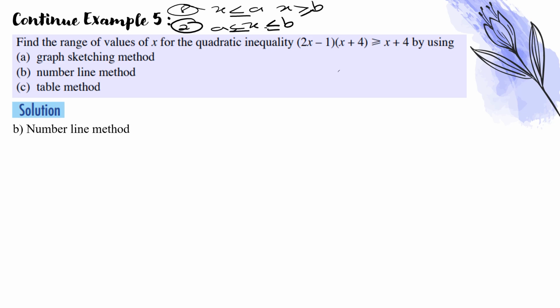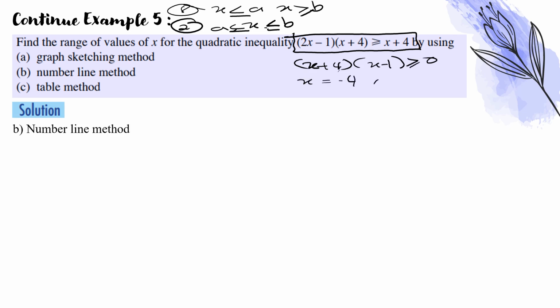Then you need to solve this inequality, but I already solved it, so I don't want to solve it again. To simplify, your answer will be x plus 4, x minus 1 more than or equal to 0, which is x is equal to negative 4 and x is equal to 1. So let's say negative 4 is your value for a and 1 is your value for b.